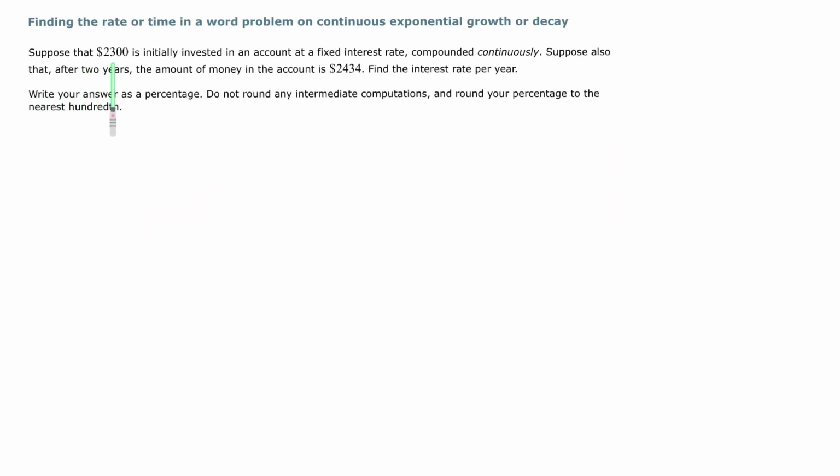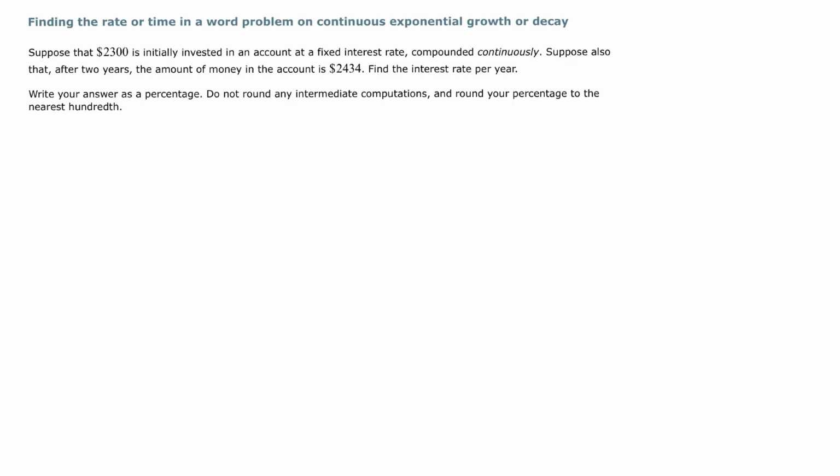Suppose that $2,300 is initially invested in an account at a fixed interest rate, compounded continuously. Suppose also that after 2 years, the amount of money in the account is $2,434. Find the interest rate per year. Write your answer as a percentage. Do not round any intermediate computations, and round your percentage to the nearest hundredth.